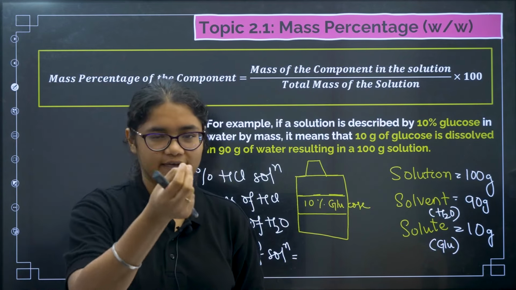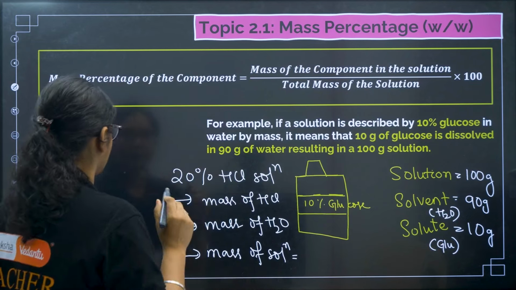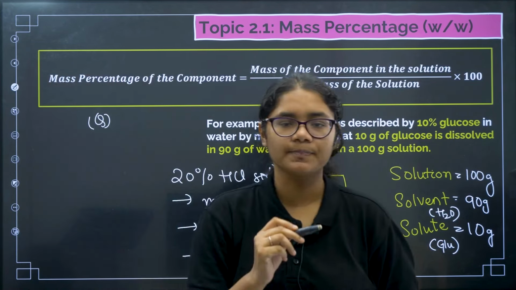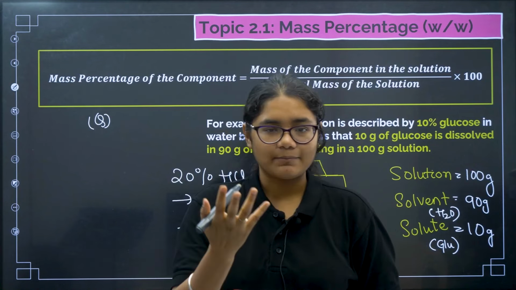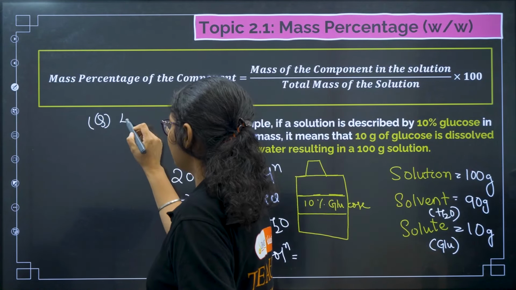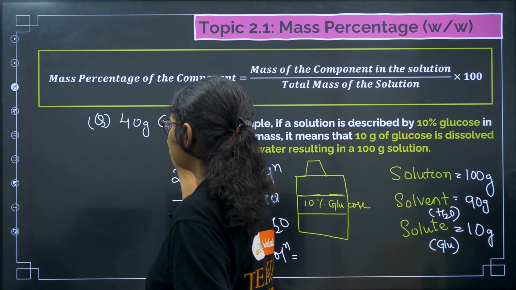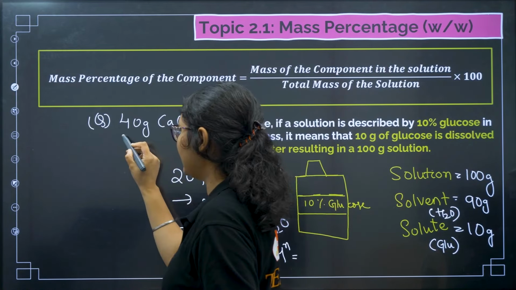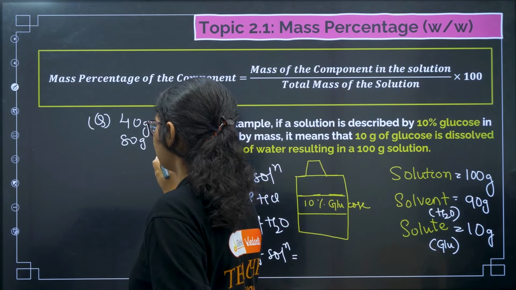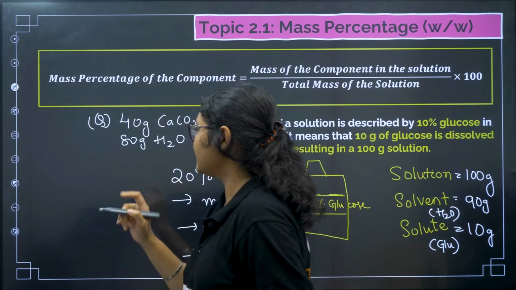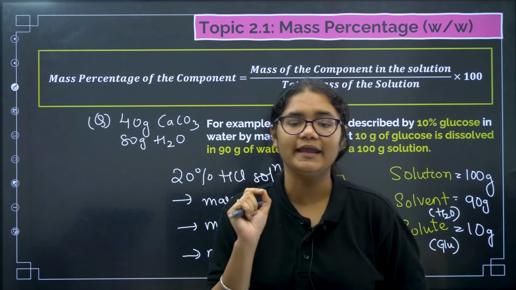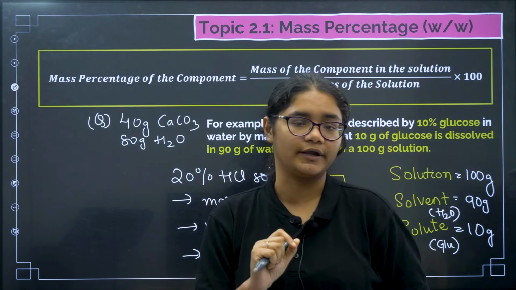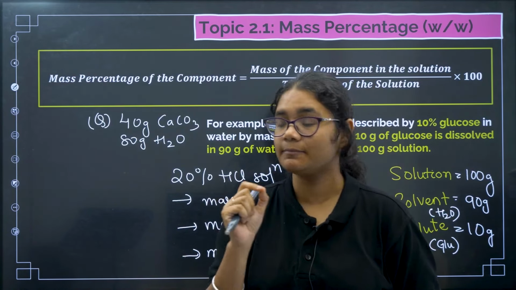Now how to solve questions, what type of numericals are asked from here. So we'll do a small, very simple question. Suppose 40 gram of calcium carbonate is dissolved in 80 gram of water. Then what is the mass percentage of calcium carbonate?